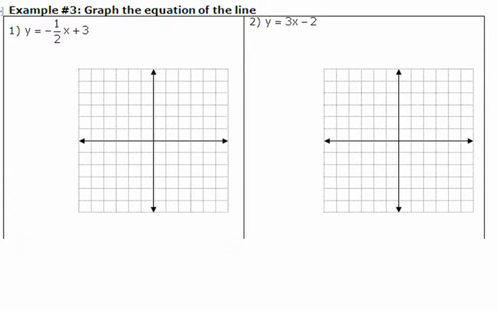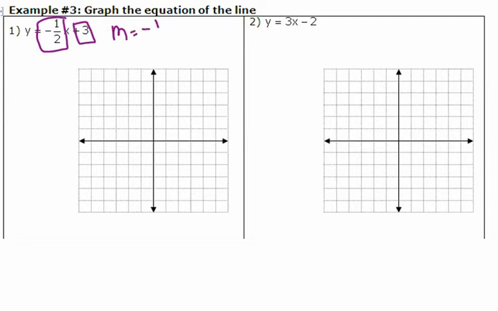We also need to know how to graph an equation when it's in slope-intercept form. So if I look at number 1, I have y equals negative 1/2 x plus 3. This is in slope-intercept form. My slope is negative 1/2. My y-intercept is positive 3. This gives us the information we need to be able to graph.